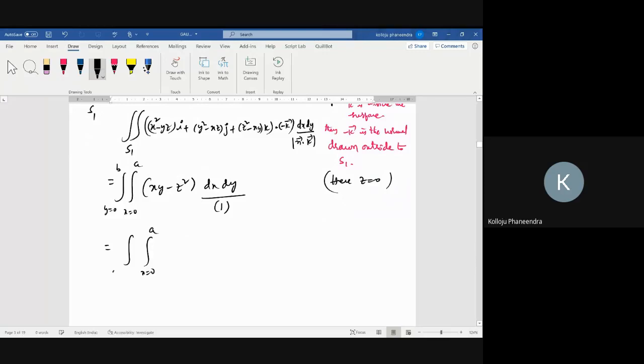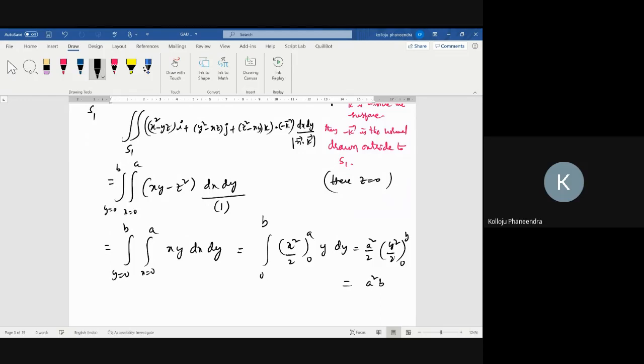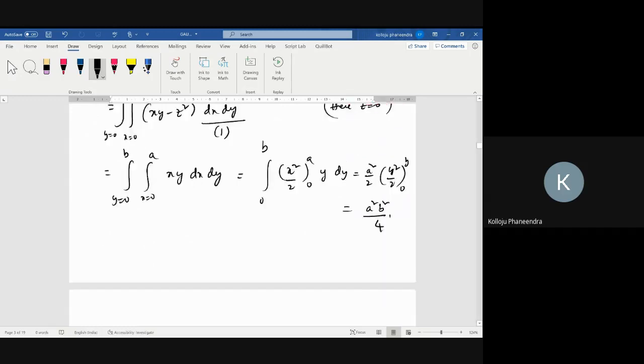So z value 0 means this becomes x from 0 to A, y from 0 to B, just xy dx dy, because z equal to 0. So I can evaluate: 0 to B, x square by 2 between 0 to A, y dy. So this is A square by 2 and this is y square by 2, 0 to B. So what is the value? A square B square by 4. This is the value over surface S1.